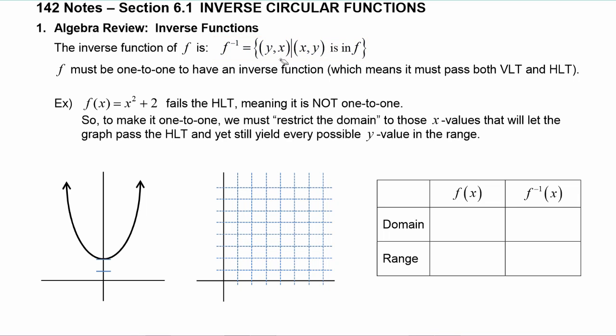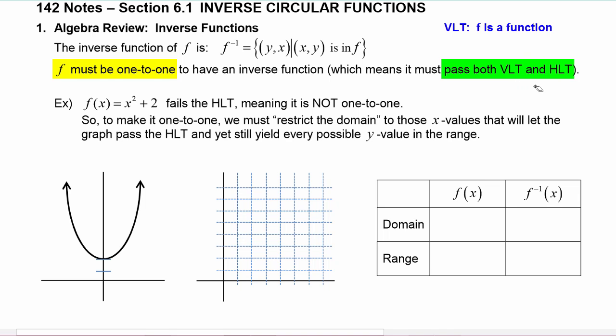Now, in order for f to have an inverse function, f must be what we call a one-to-one function. When you're looking at the graph of f, it's very easy to tell whether it is one-to-one or not. If it is, it will pass the vertical line test, meaning it is a function, and it must also pass the horizontal line test to be a one-to-one function.